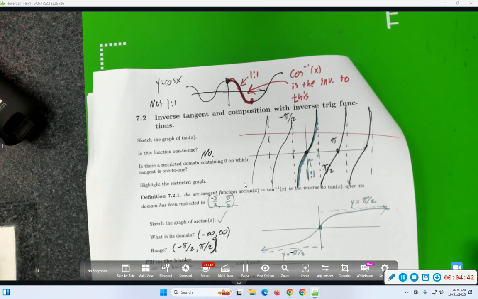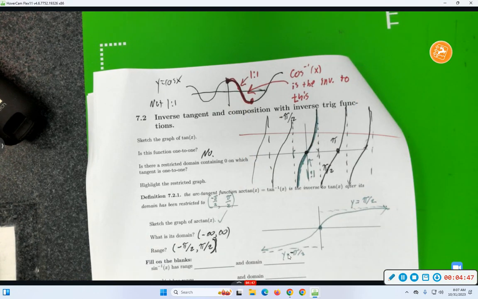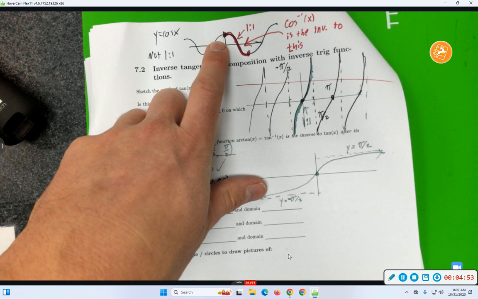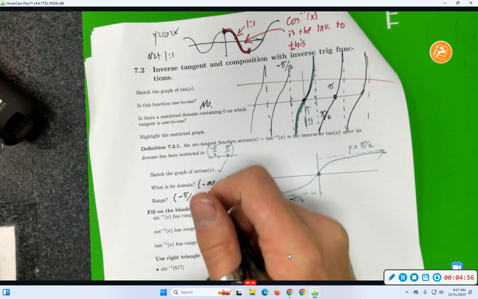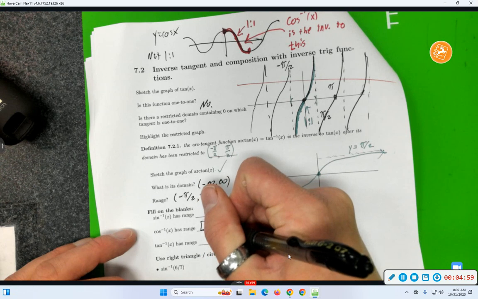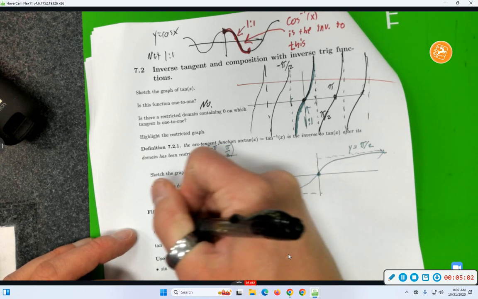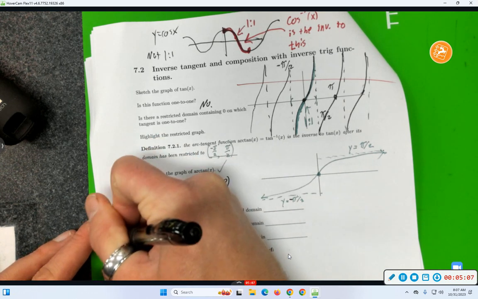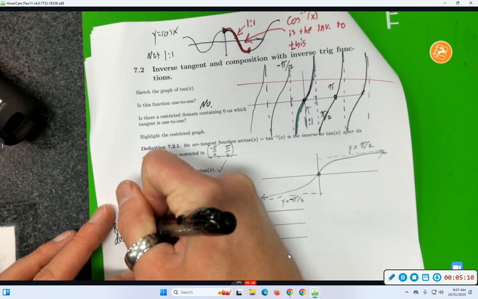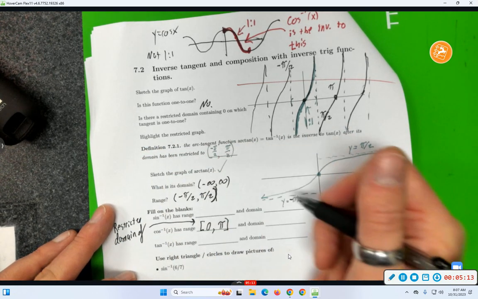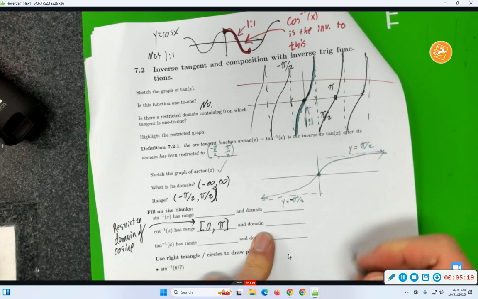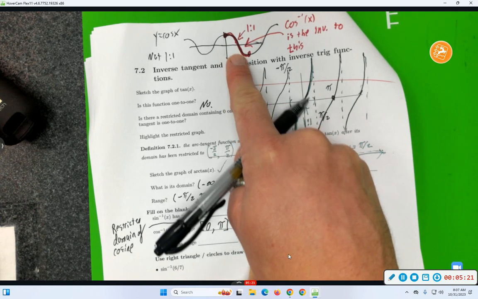All right, so let's recall the following. Let's start with inverse cosine because I drew that picture at the top of the page. So, inverse cosine, its range is the same as the domain of this function. And the red function has domain 0 to pi. And so inverse cosine has range 0 to pi. And its domain is the same as the range of cosine. Range of cosine is -1 to 1.